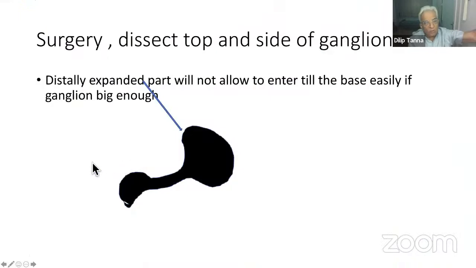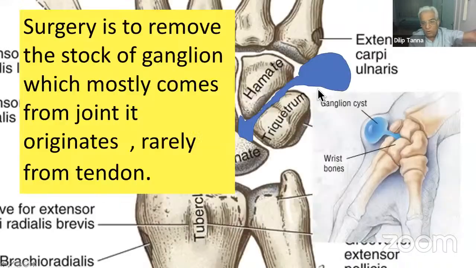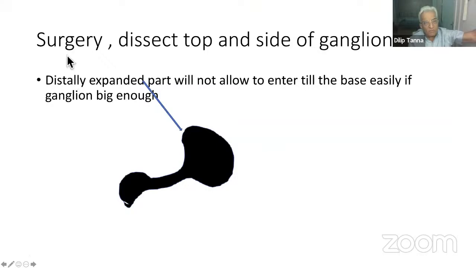So now, all you need to do is remove this part completely. Now, you will never be able to remove this part and this stalk completely, because once you enter, here it is, your vision is blocked. You will hardly ever be able to see the stalk, because by the time you try to get to the stalk, it is never visible behind it. So what I suggest and do is, in surgery, dissect out the top and side of the ganglion. The distally expanded part will not allow you to enter till the base, if the ganglion is big enough. So all I say is, dissect out the ganglion and chop it off.